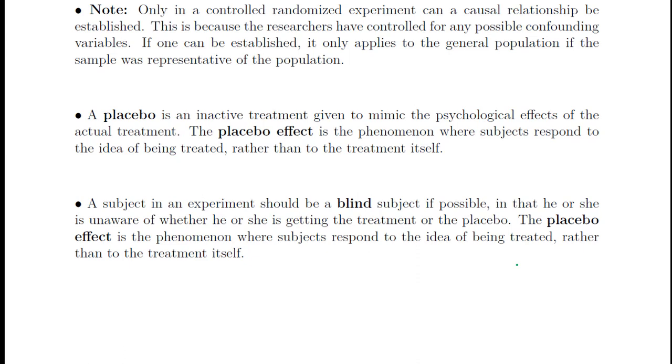Now, whenever possible, we want to use a placebo for our control group. So a placebo is basically a fake treatment, so that the subject doesn't necessarily know whether they're in the treatment group or the control group. And so that's called blinding the subject, right? So the subject is blind. They don't know if they're receiving the treatment or not.